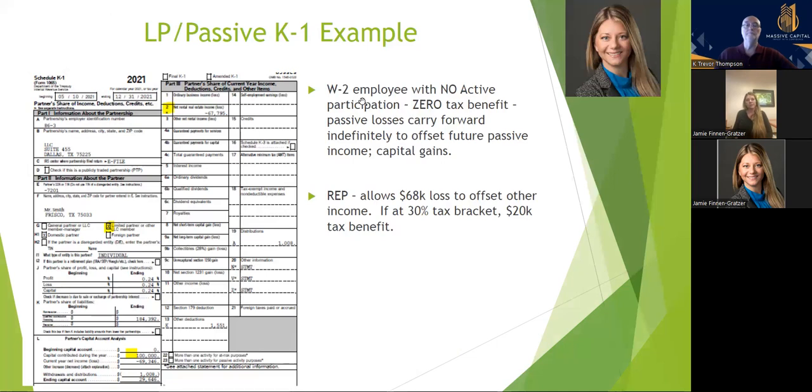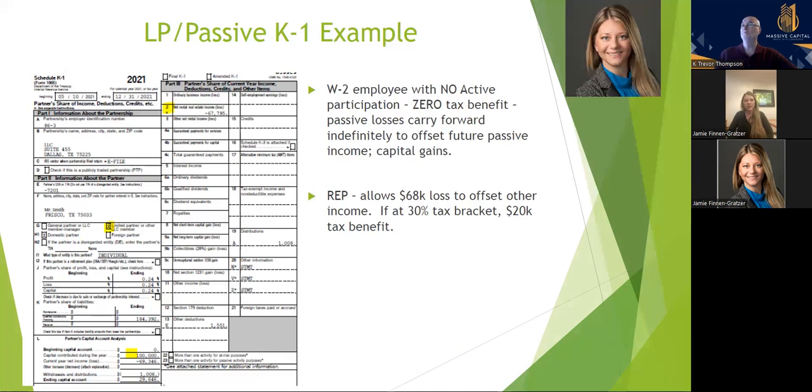So if, let's say, we're a W-2 employee with no true active participation in real estate, and obviously no active participation if we're an LP in a syndication, this is really going to have zero tax benefit to us just looking at this on the face. Like I said, if we do have other capital events that are creating capital gains, then we would have some benefit from this where it would offset those other capital gains.